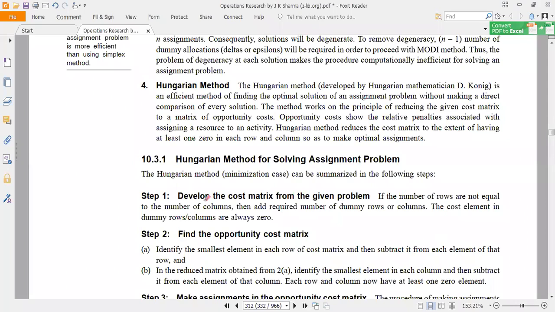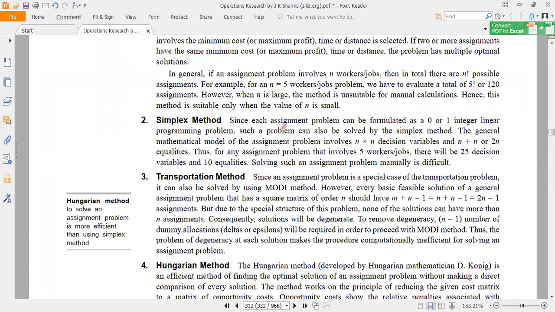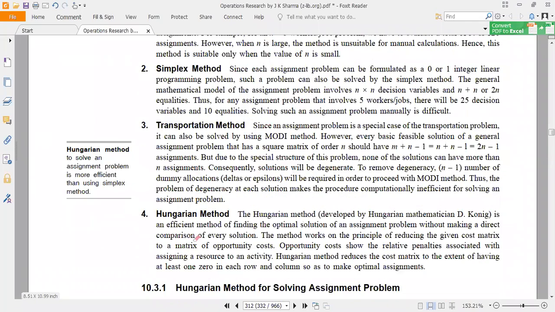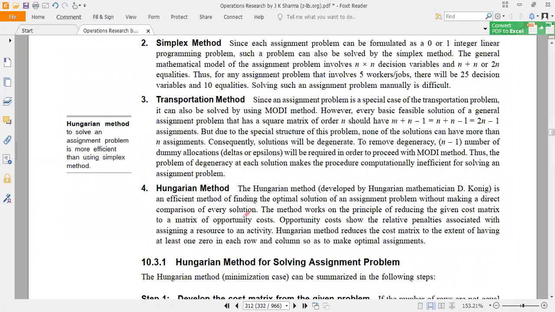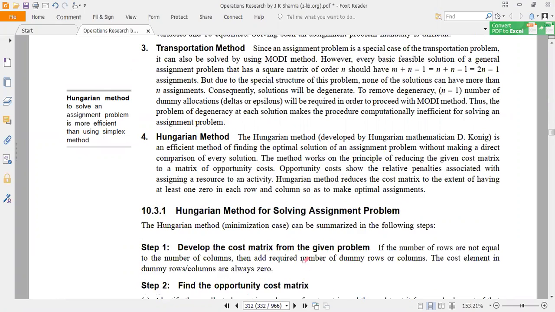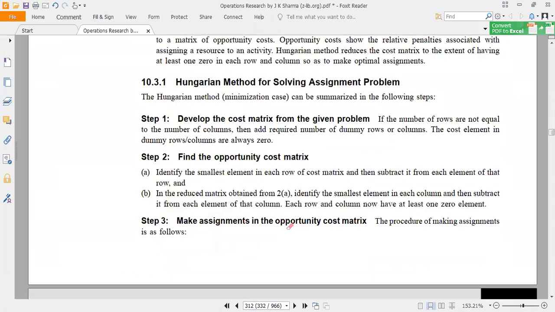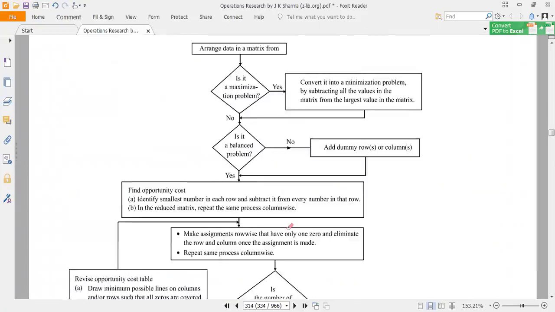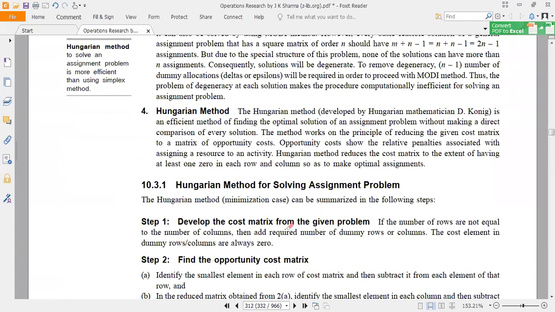Yes. Okay, see the first step, that there are different methods to solve this problem. There are enumeration method, simplex method, transportation method, and Hungarian method. So we are interested in this Hungarian method. The Hungarian method was developed by Hungarian mathematician D. Konig, and is an efficient method for finding the optimal solution. In this, there are certain steps associated with it. Say 5 steps are there. These 5 steps we'll study in the next class.